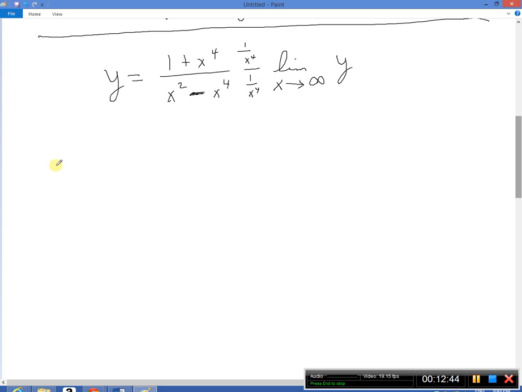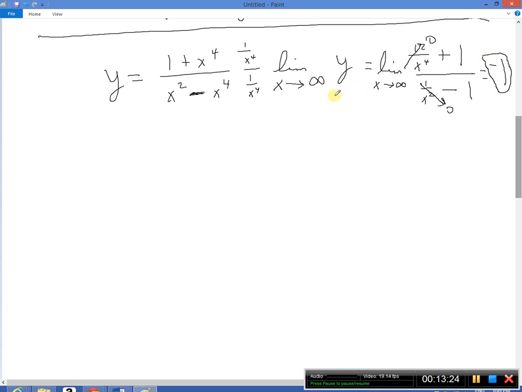So this is going to be the limit as x goes to infinity of 1 over x to the 4th distributed through gives us 1 over x to the 4th for the first term, plus 1. And then on the bottom we have x squared over x to the 4th, which is 1 over x squared, minus x to the 4th over x to the 4th, that's 1. And this becomes a very easy limit. As x gets large, clearly that goes to 0, that goes to 0, and we're left with 1 over negative 1, or negative 1.